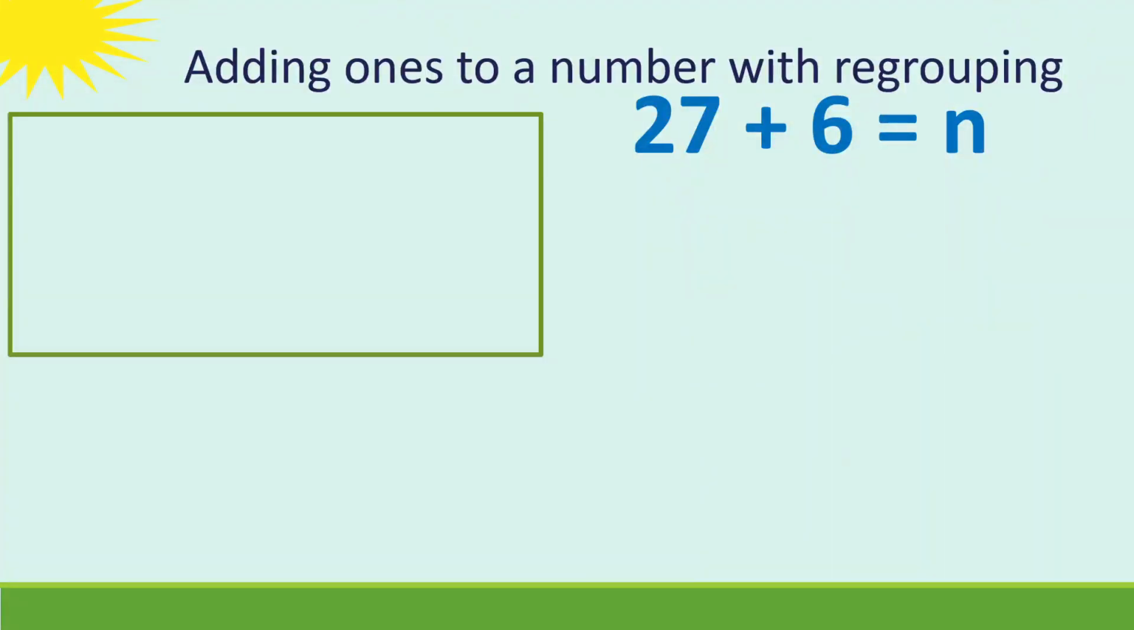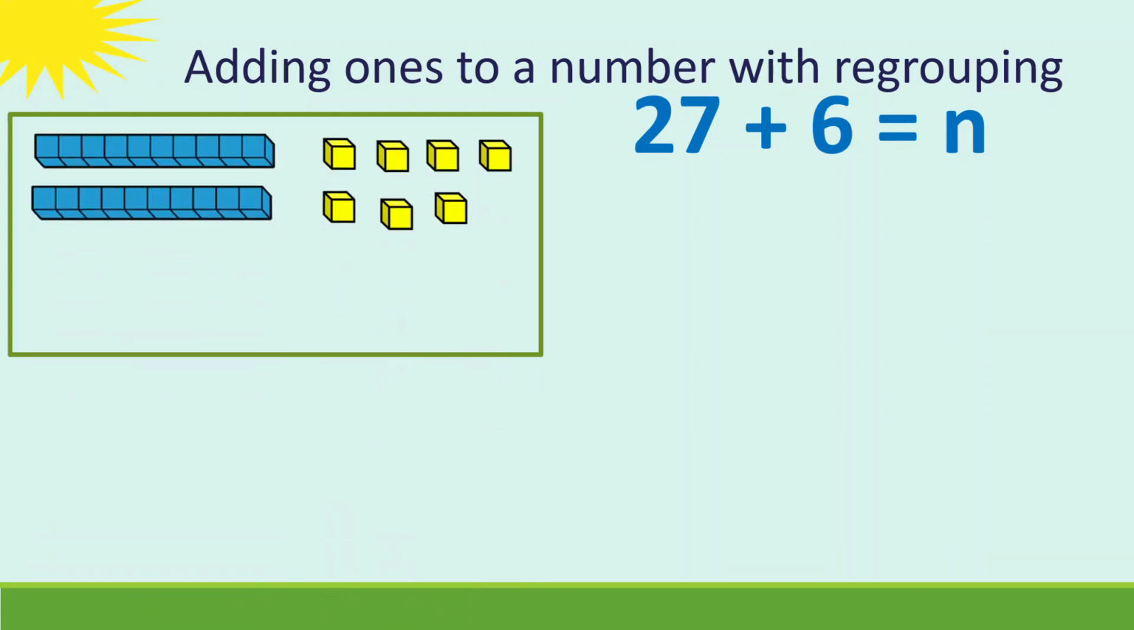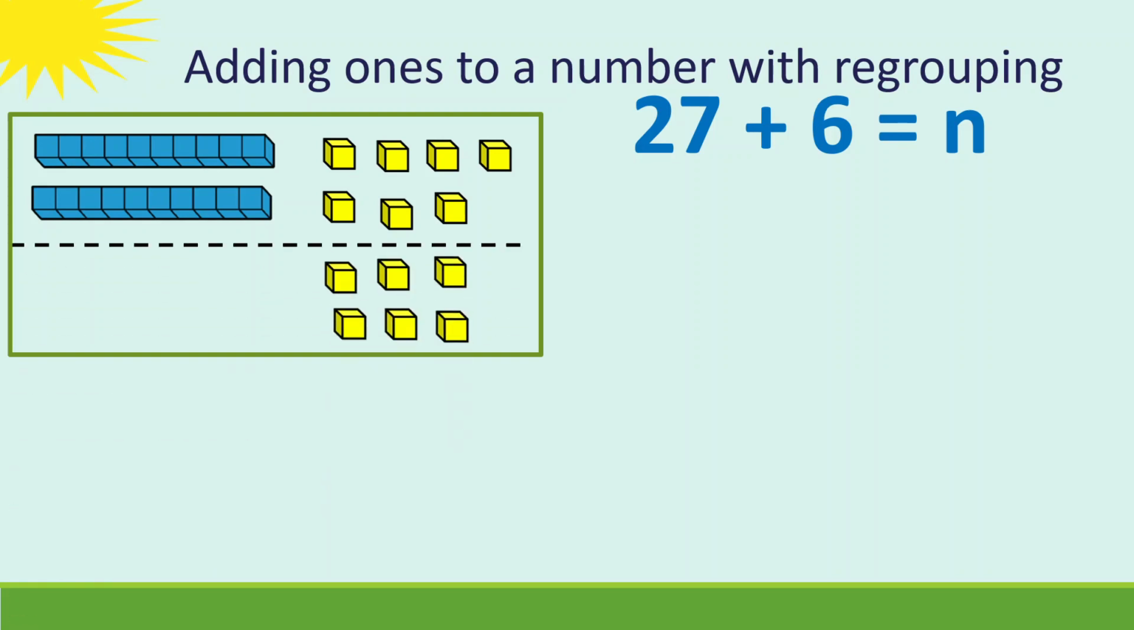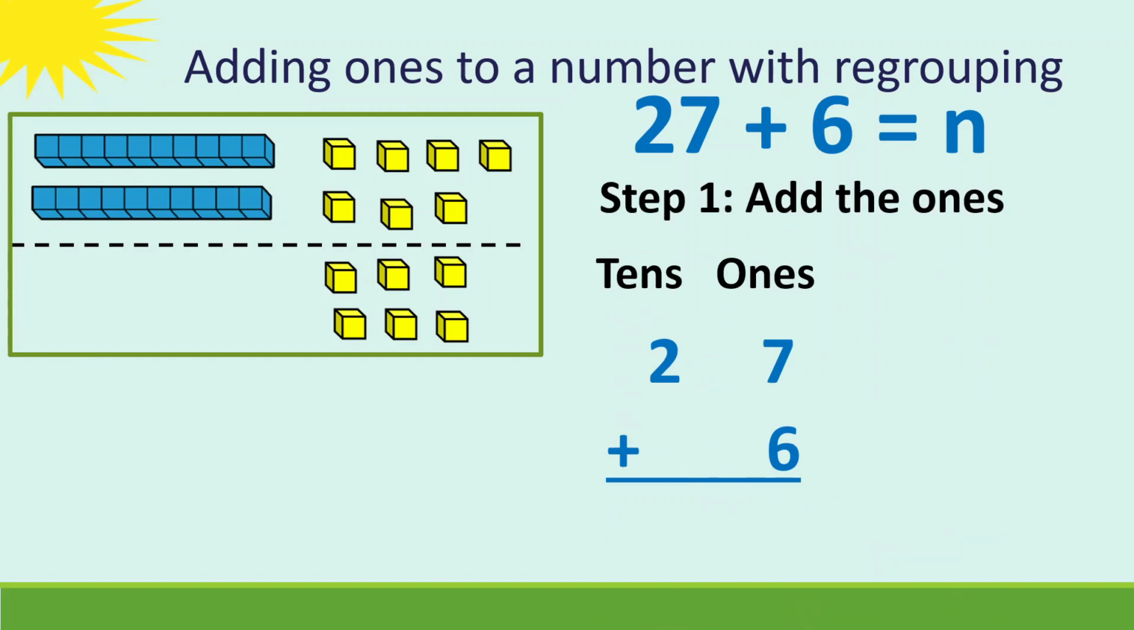Adding ones to a number with regrouping. Let's say we have 27 plus 6 equals n. So let's represent 27. We have 2 tens and 7 ones. Then we add 6 ones, right? So let's write 27 plus 6 in vertical form. Okay, that's it. So we add the ones. That's the first step. We add the ones. Alright, 7 and 6 ones.